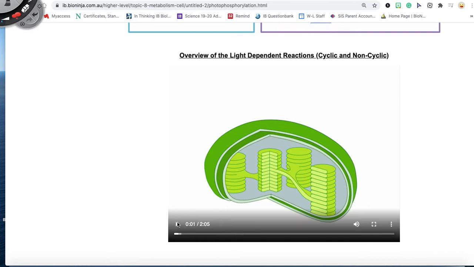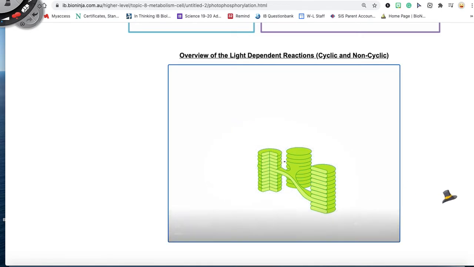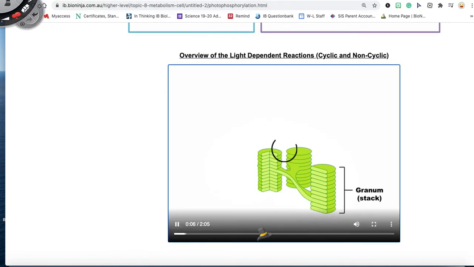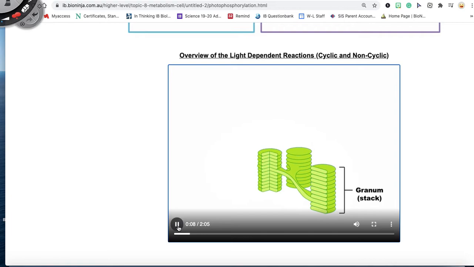So here is an overview of the light-dependent reactions, both cyclic and non-cyclic. I'm going to play this video for you. Uh-oh, it looks like it doesn't want to play. Okay, it looks like it's really slow, so you guys can play it on your own in BioNinja.